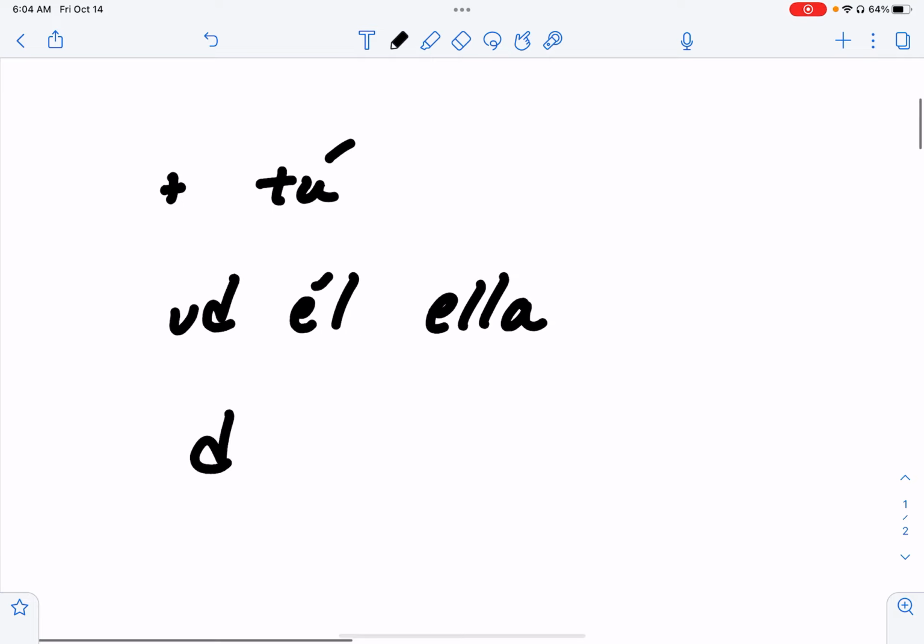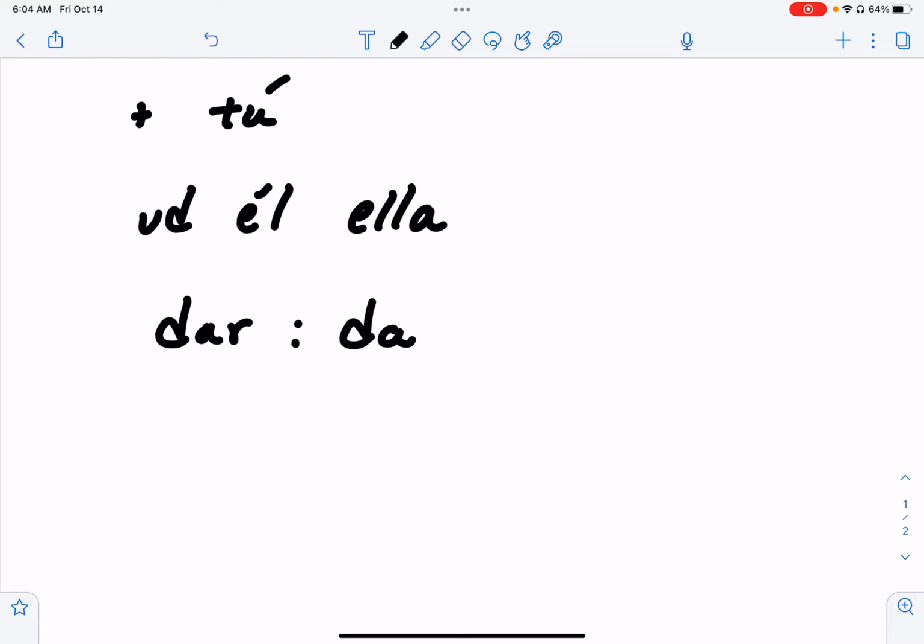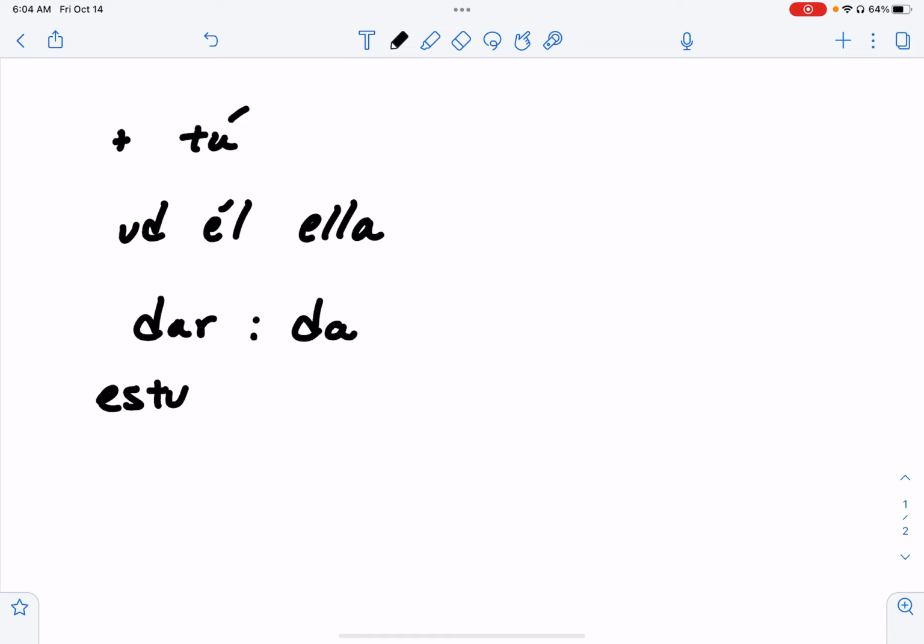So for example, the verb dar would become da. The verb estudiar would become estudia. The verb pedir would become pide.